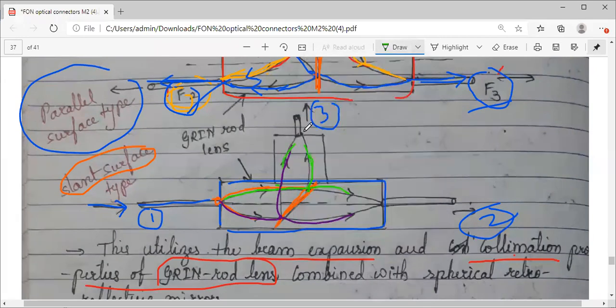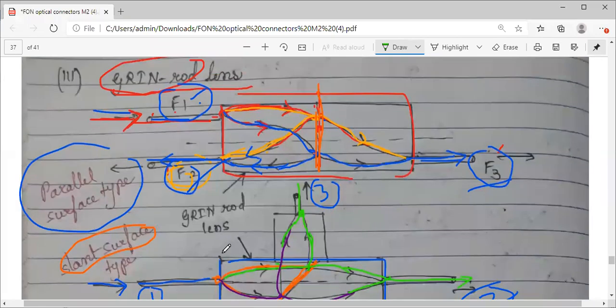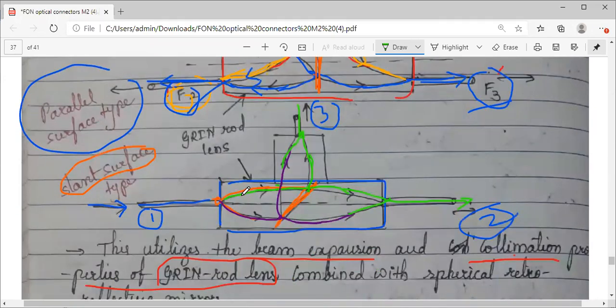These are two beams, they are collimating. They are again together acting as one beam. Here also they both collimate, and together as one beam it is transmitted. So the concept is the same. Okay, you are using the beam expansion and collimation, but how you are keeping the fibers' positions, parallel surface or the slant surface, it depends. Depending on that, I have shown you two types here.